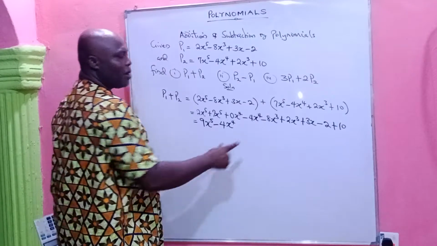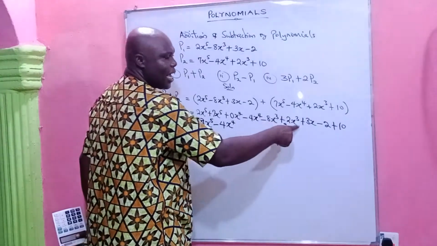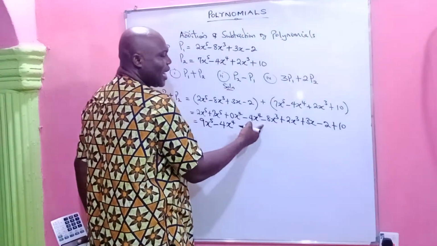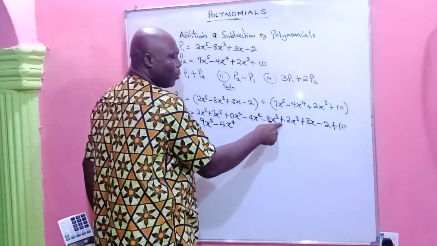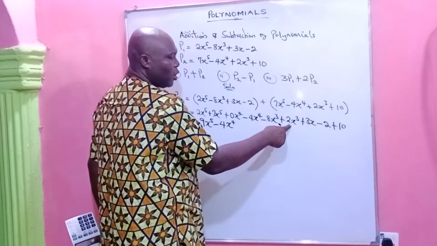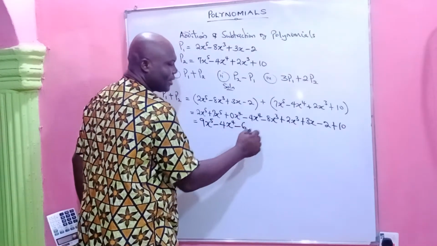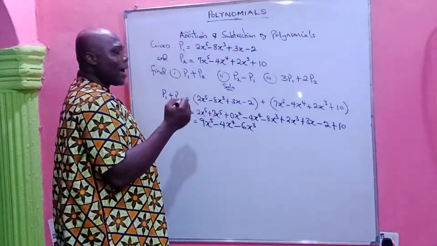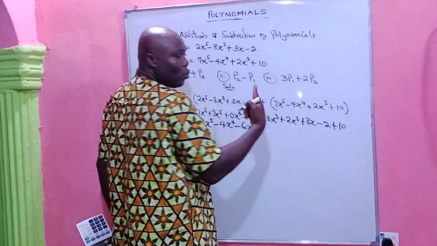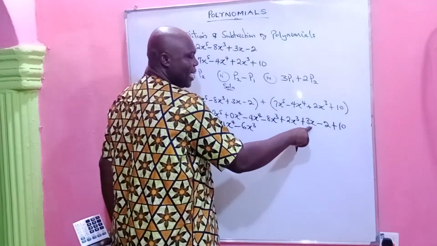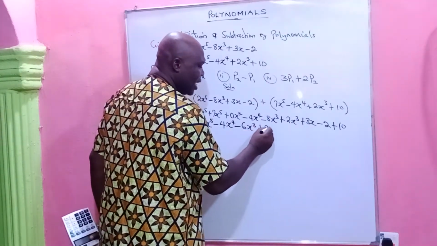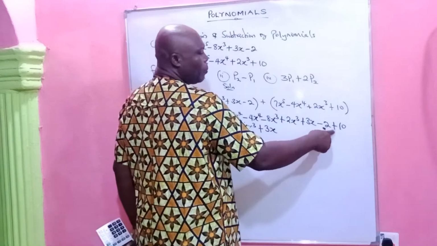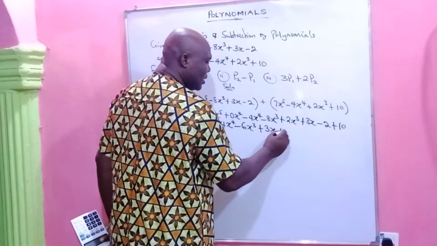After x raised to power 4, we have x raised to power 3. So we consider these two: minus 8 plus 2 will give us minus 6, and both are for x raised to power 3. But for x raised to power 2, we have none. But we have 3x, so we have positive 3x. And then minus 2 plus 10 will give us a positive 8.